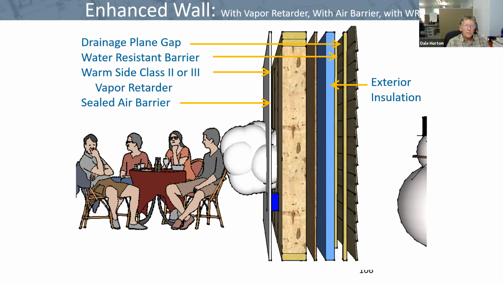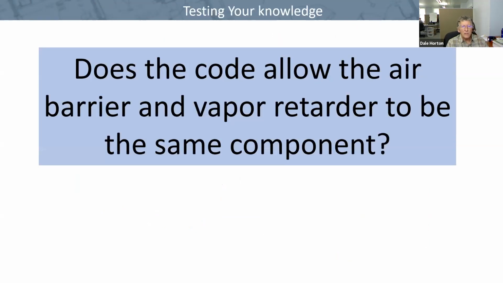On the outside, we've introduced a water-resistant barrier, which is required by code. Some designers include a drainage plane gap. It's not a code requirement. And then some code elements require exterior insulation. And if taped, that exterior insulation can act as the water-resistant barrier. So we've got vapor retarder, we've got an air barrier, we've got the water-resistant barrier, which is often house wrap. All those elements have combined to give us a better performing and code compliant wall.